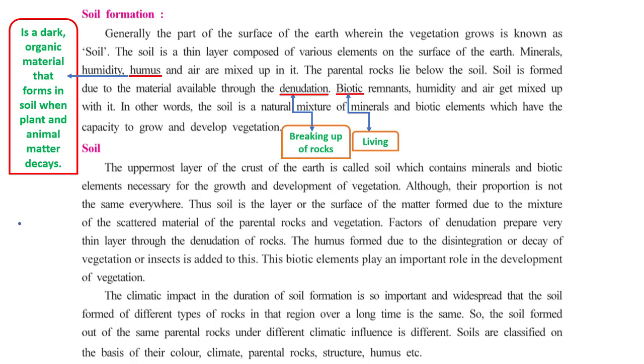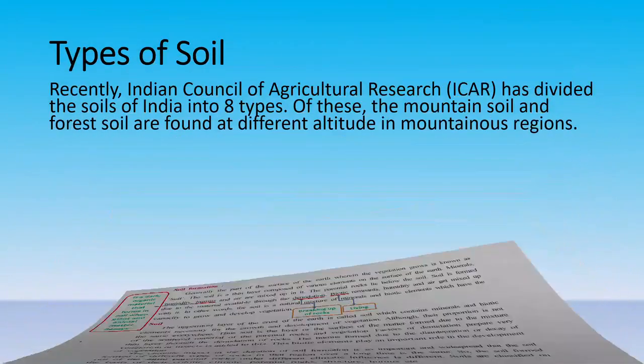The climatic impact in the duration of soil formation is so important and widespread that the soil formed from different types of rock in a region over a long time is the same. So, the soil formed out of the same parental rock under different climatic influence is different. Soils are classified on the basis of their color, climate, parental rock, structure, humus, etc. As said, we have different types of soil in different parts of the country. Yes, so let us see the next topic. We have types of soil.